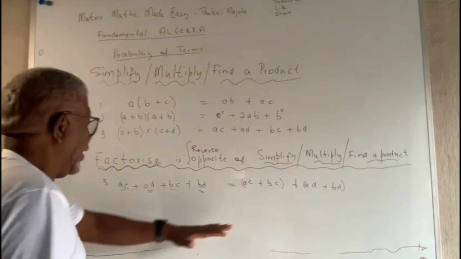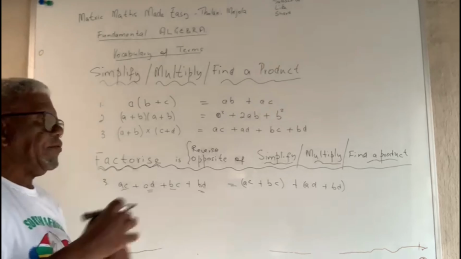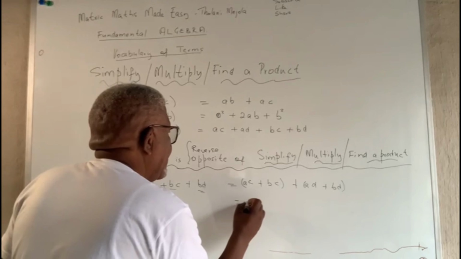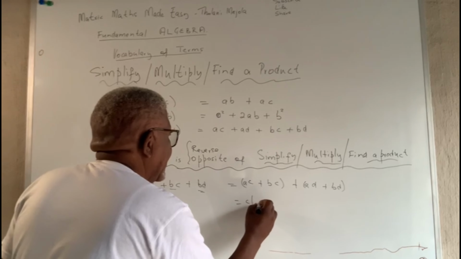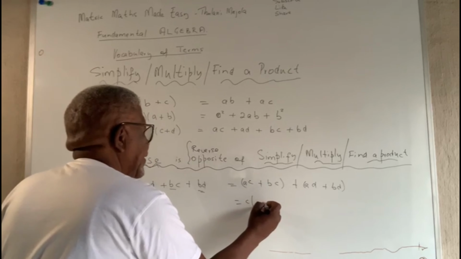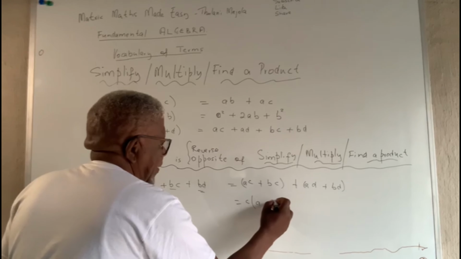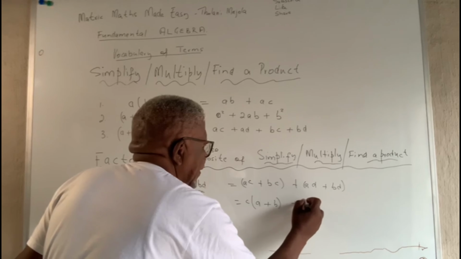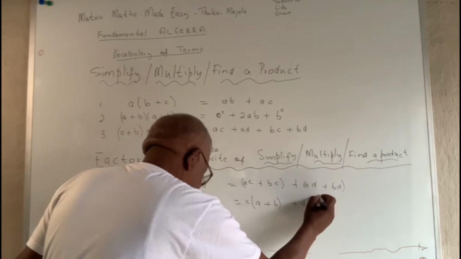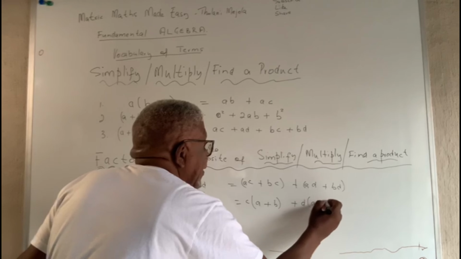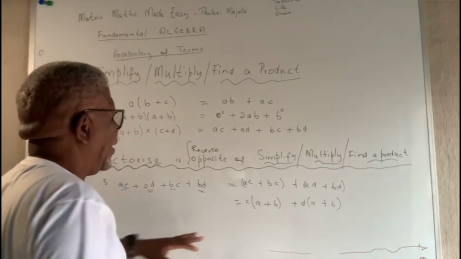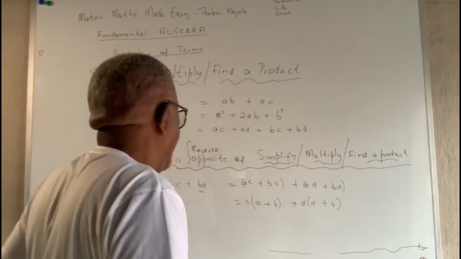There are still four terms: 1, 2, 3, 4. It's just that you have reshuffled them. Now, you've got a C as a common factor. How many C's in AC? This is A. How many C's in BC? This is B. Then here, I've got a D as a common factor. How many D's in AD? There's A. How many D's in BD? There's B. And then again, you end up with a common factor A plus B, A plus B.